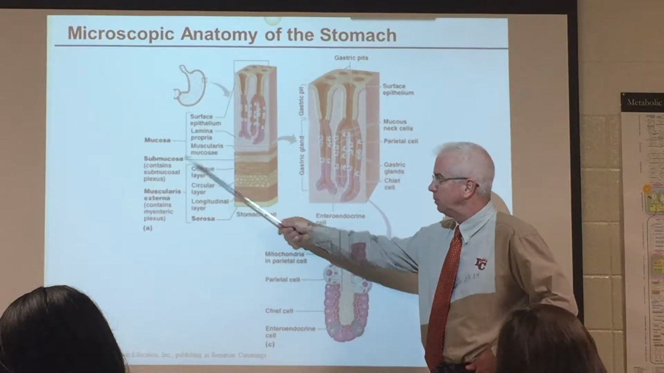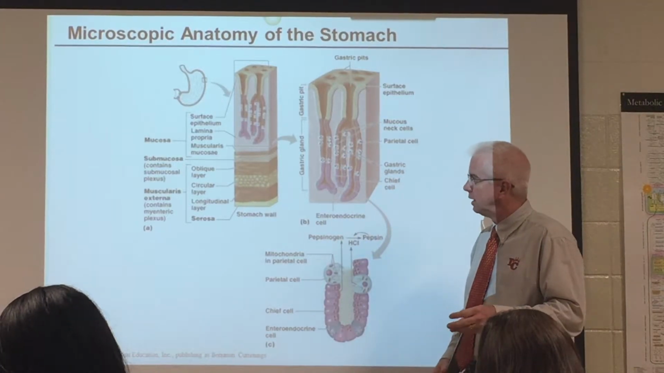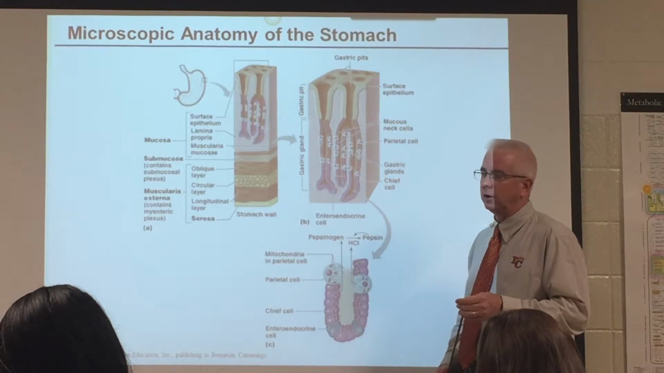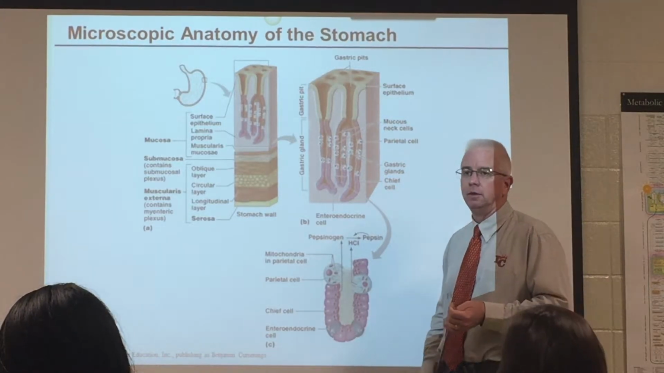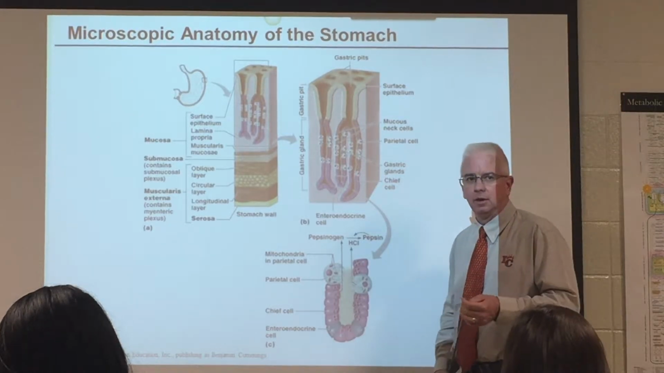The next layer is the submucosa. This is the connective tissue. And there are some important things there. I'll let Dr. Boyce teach you how to tell the submucosa of the duodenum versus the ileum, etc.